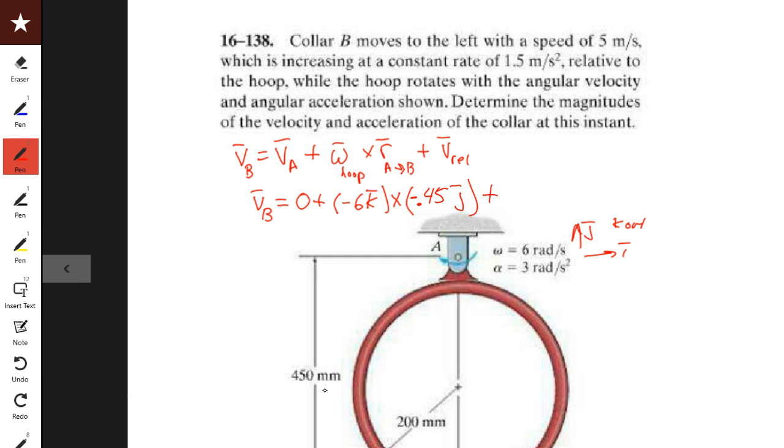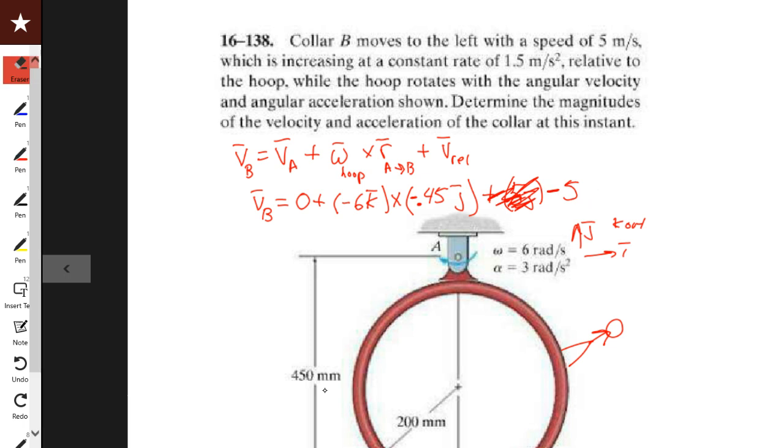Okay, so now you pretend like you're standing here, and so you don't see the hoop moving. The only thing that you see is the collar B is moving. It looks like it's going to go clockwise to me, and they say that it has a speed of 5. So I'd say, okay, well then I see it going a distance 5. In what direction is it headed? Oh, it's headed to the left. So this would be plus V rel. That V rel is a -5. It's going left.